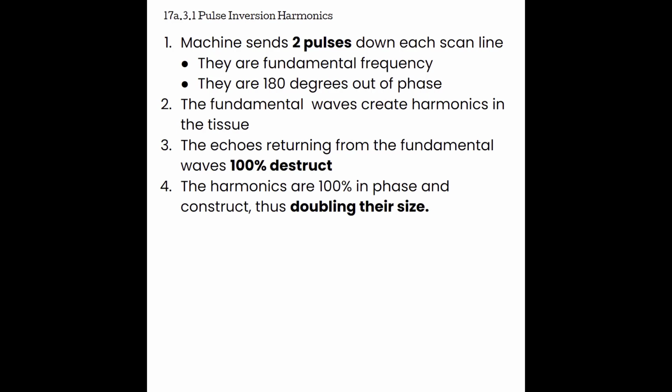The way that they come back, they actually end up being 100% in phase. So they are going to construct, thus doubling their size, making their signal stronger, which makes the harmonic signal stronger for the machine to use. So it's like all over bonus, bonus, bonus. We're getting rid of those fundamental echoes. We're doubling the size of our harmonics echoes, but we are sending 2 pulses down every scan line, so we're going to see a change in temporal resolution.